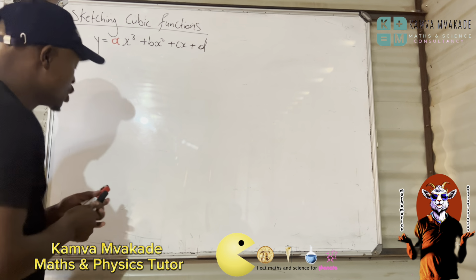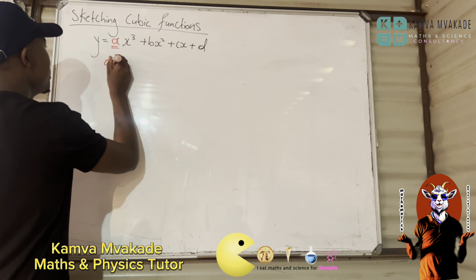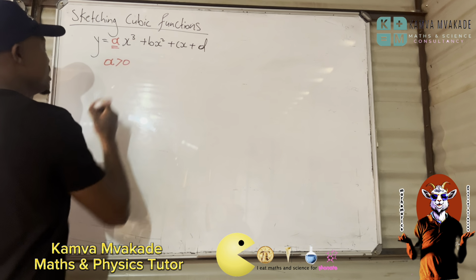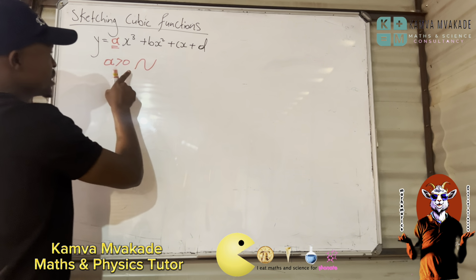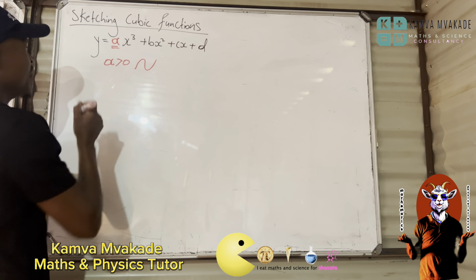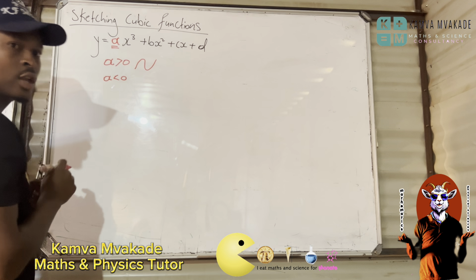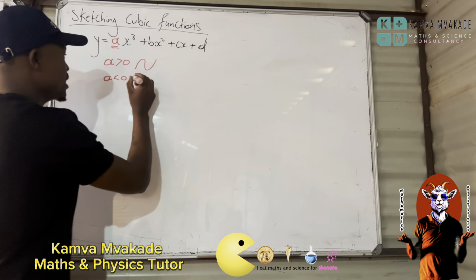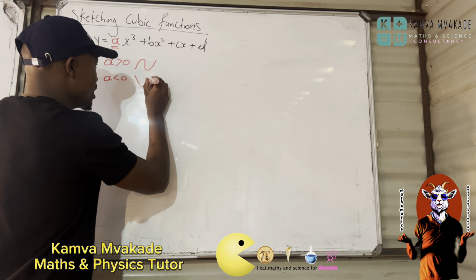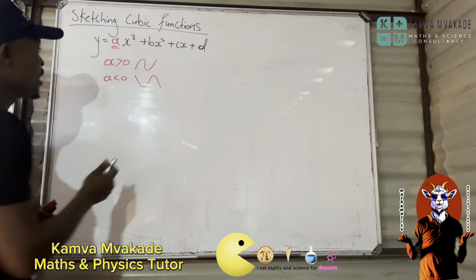So what we should know is that if our a happens to be greater than 0, it is positive, it will start with the increasing arm. But if it happens that our a is less than 0, it will start with the decreasing arm.